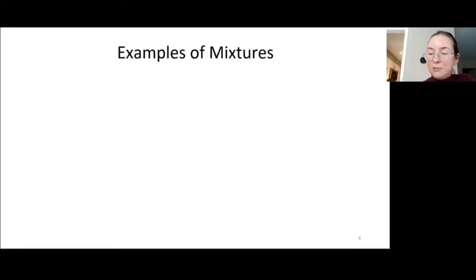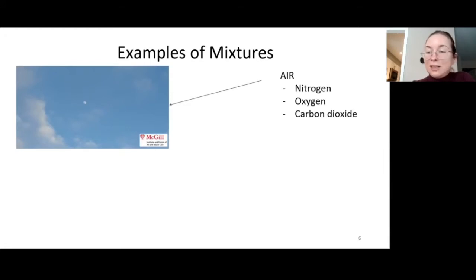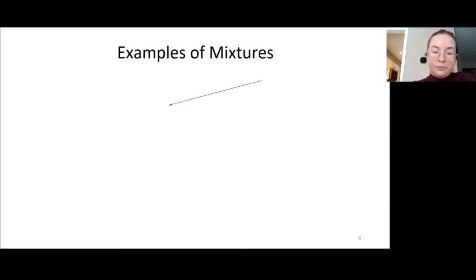So here are some examples of mixtures that I came up with. First off here we have air. Air is composed of nitrogen, oxygen, and carbon dioxide. These three substances are present in the gaseous form.